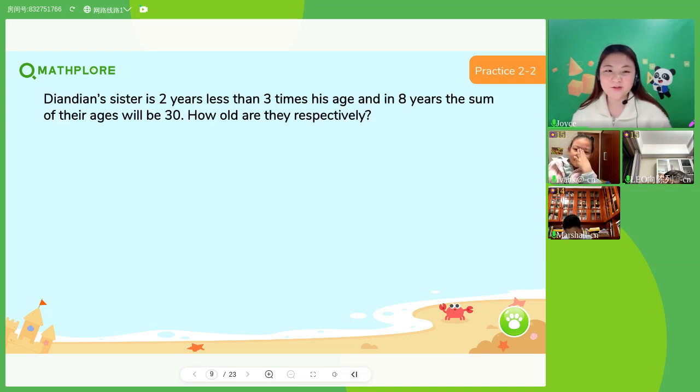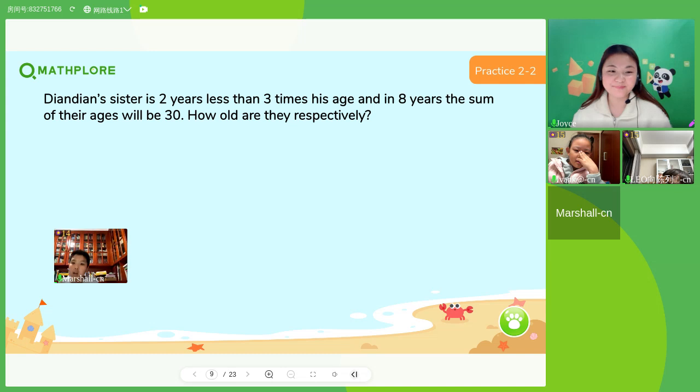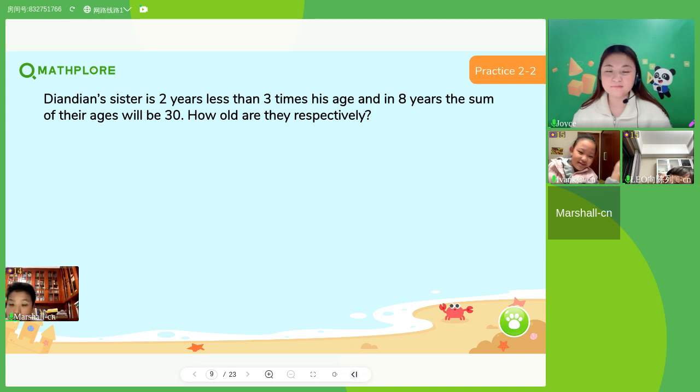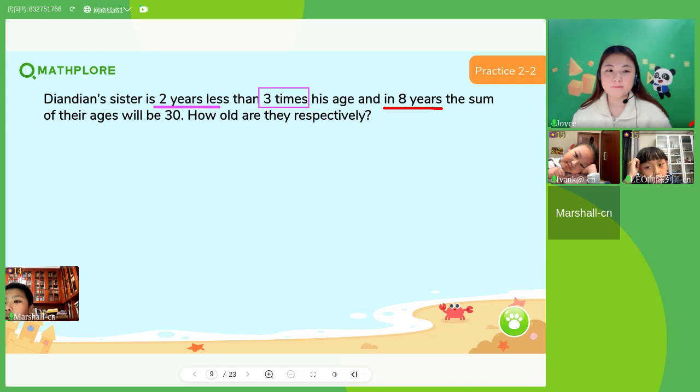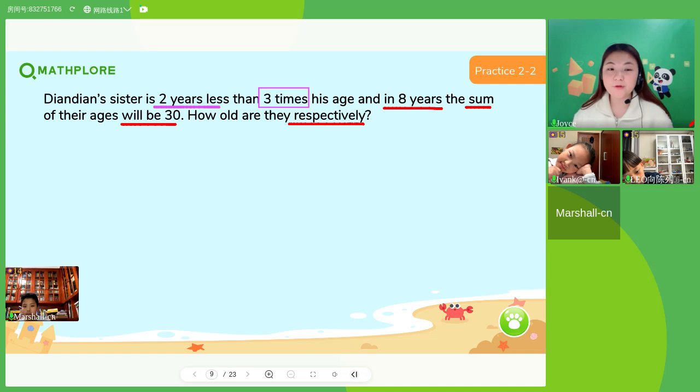Okay, this time, Marshall, can you help us read the sentence first? Dian Dian's sister is 2 years less than 3 times his age, and in 8 years the sum of their ages will be 30. How old are they respectively? Respectively just means we need to find out both of their ages. Okay, thank you so much, Marshall.